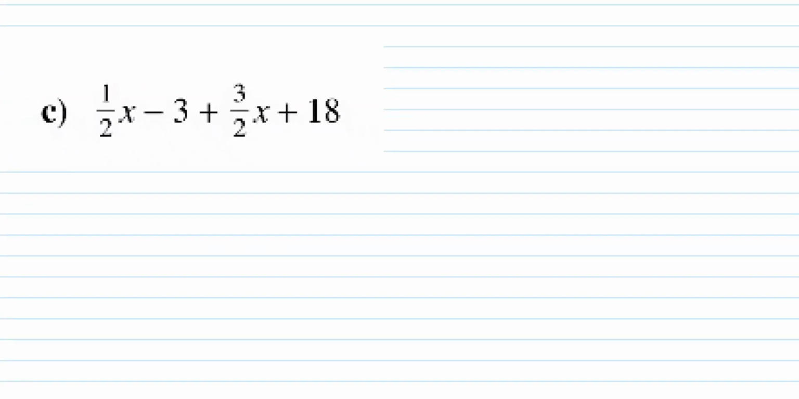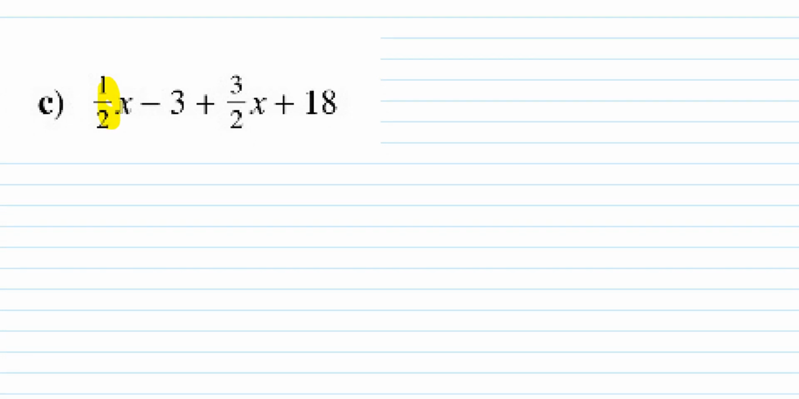Okay, moving on to the next one here. I have a 1/2 x and a plus 3 over 2x. So think about 1/2 as being 0.5 and the 3 over 2 as being 1.5.